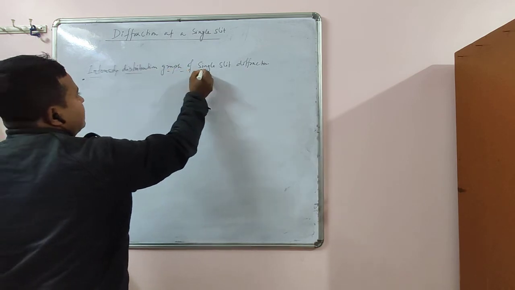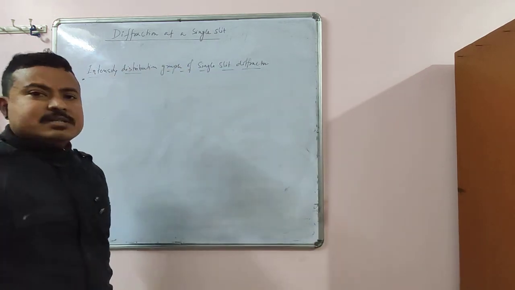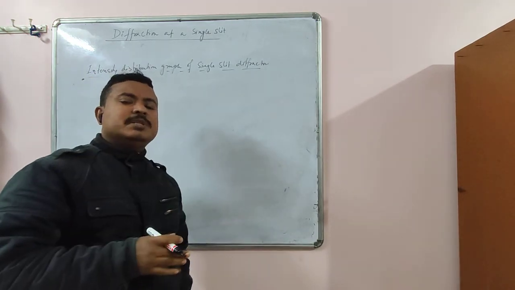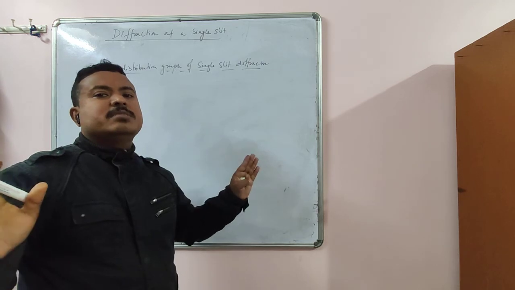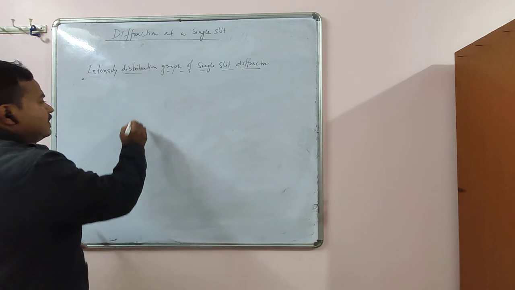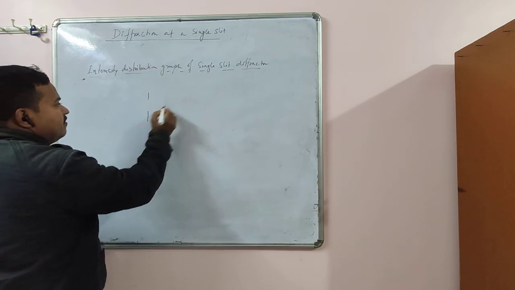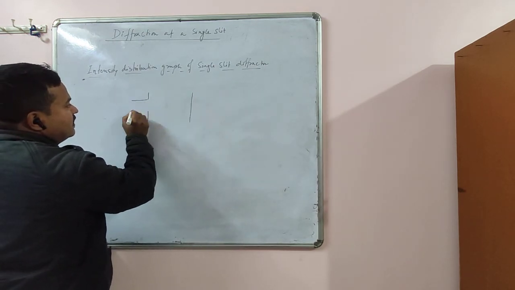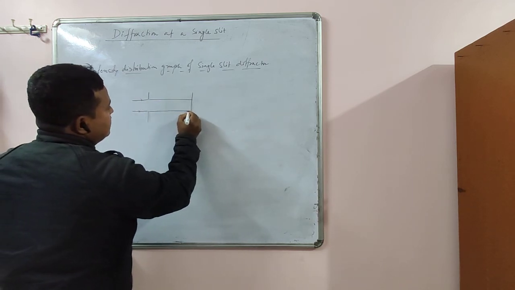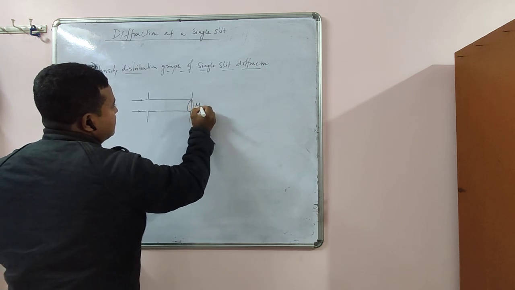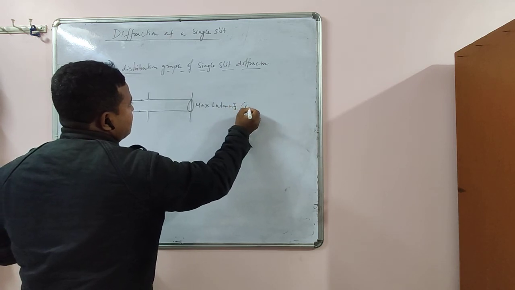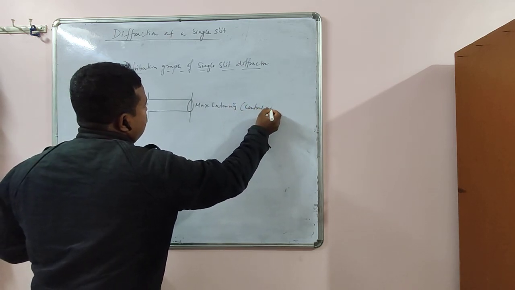Now in diffraction, the intensity of bright fringes does not remain constant. In interference, what we have seen is that the intensity of all the bright fringes remains constant. But in diffraction, the intensity does not remain constant. Why? As we have seen, in diffraction when light enters, this region is of maximum intensity, and this is nothing but the central maxima. Central maxima will form here.